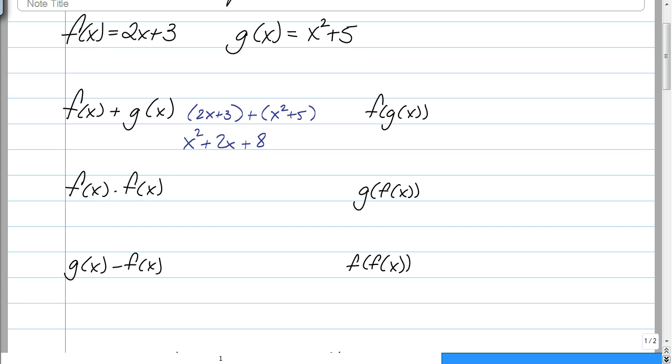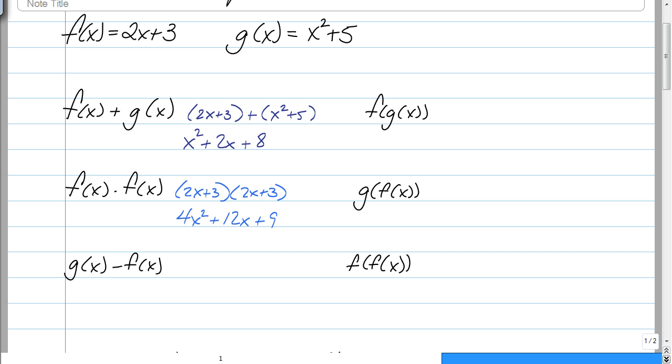That's it. This is multiplication, but this is f of x times f of x. So that's 2x plus 3 times 2x plus 3. As you know, this is just foiling. So you're going to get 4x squared plus 12x plus 9, and you're done. That's it. Leave it alone.